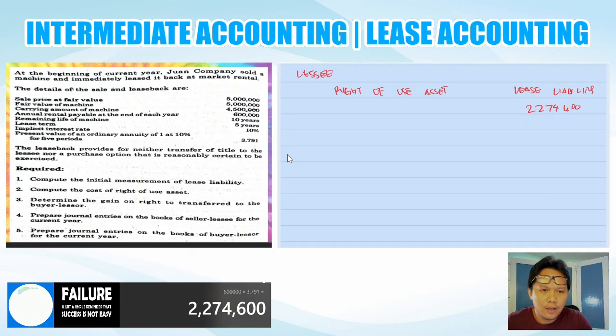Now for your right of use asset, that is not the computation. We need to get the ratio of this over the fair market value multiplied by the carrying amount. That will be our right of use asset. Multiplying to your carrying amount represents that particular portion, which was not sold. Retained asset. So again, what will be the right of use asset? Lease liability over your fair market value, which in this case is 5 million.